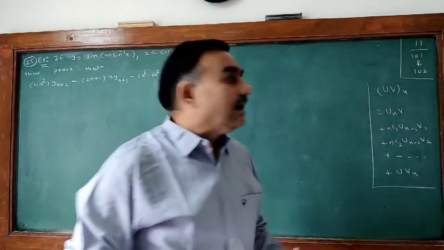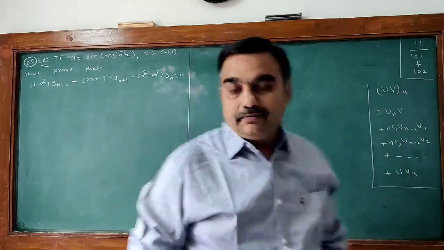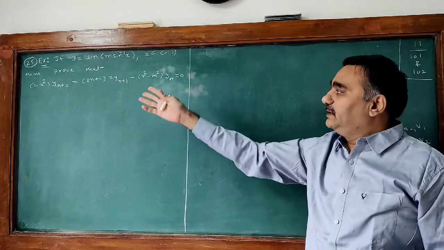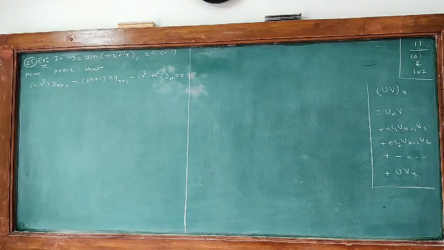Dear students, I start with lecture 11 of 101 and 102. Have a look at this example, exercise example. If y equals sin(m sin inverse x), with x in -1 to 1, then prove that (1 - x²)y_{n+2} - (2n+1)x y_{n+1} - (n² - m²)y_n = 0.